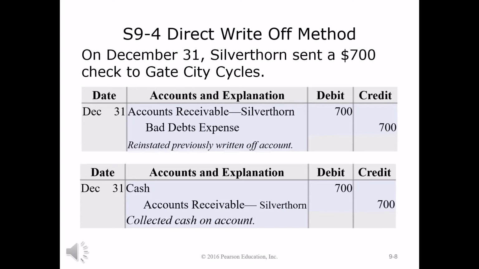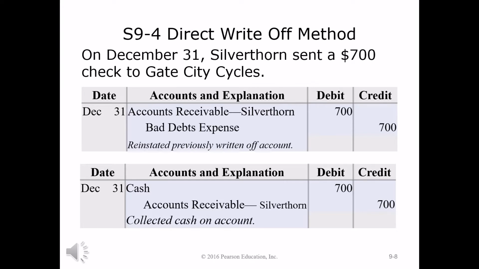Sometimes when we as a business take a strong stand, and in this case let Silverthorne know that we would not be doing business with her again, sometimes that spurs on a payment. Not always, but in this case we're going to say that on December 31, Silverthorne actually sent a check to Gate City Cycles. Now we had already written that amount off.